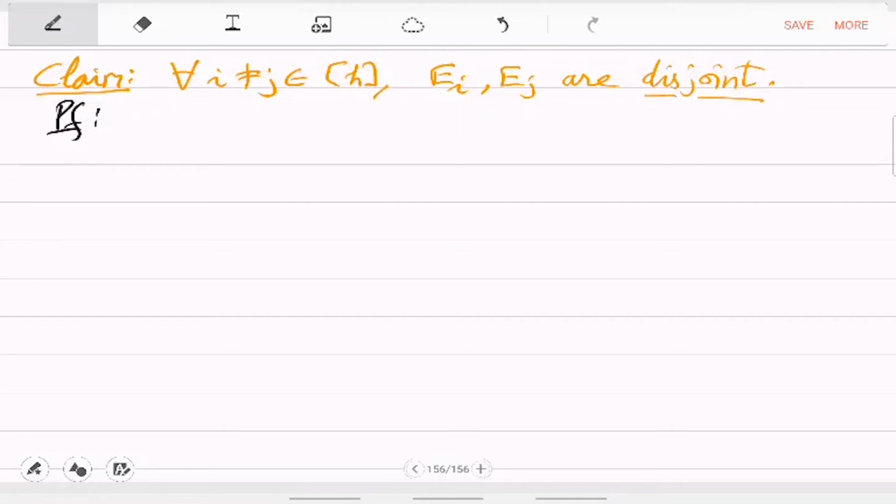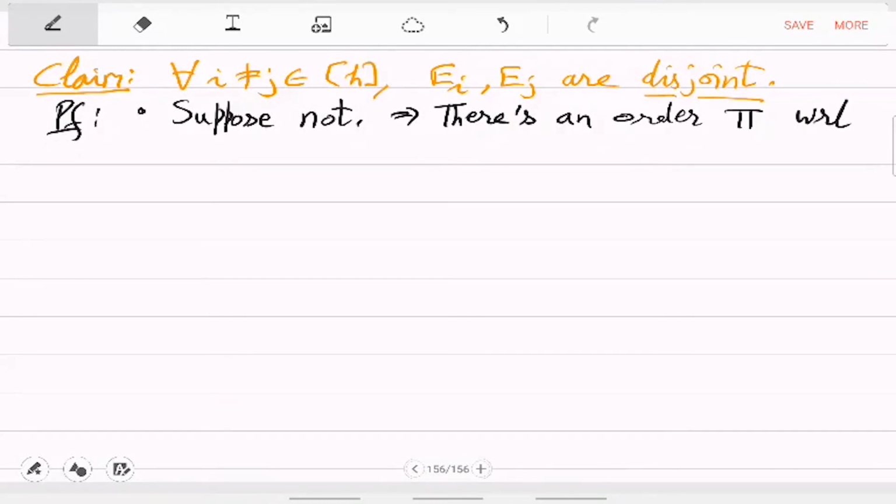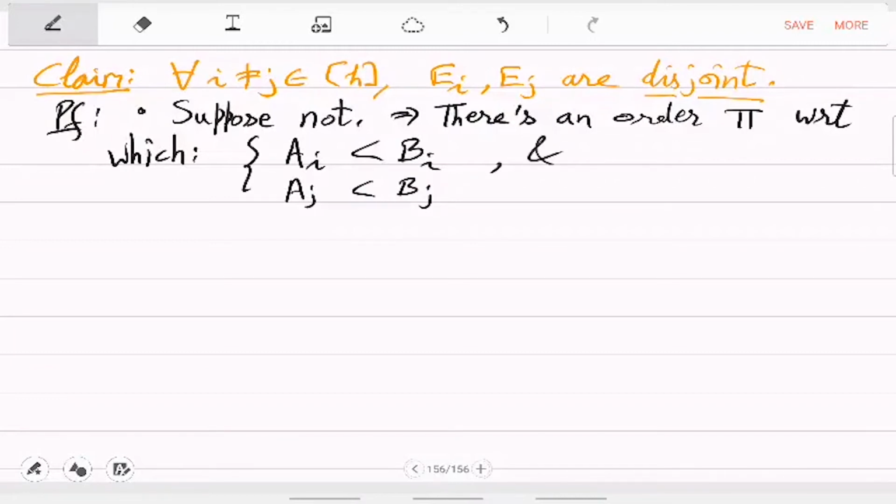So yeah, this may not be clear immediately, but once you think about the definition of disjointness, you will understand. Suppose they overlap. There is some common case. So what is the common case? Suppose there is an order pi with respect to which A_i is all behind B_i and A_j is also behind B_j. So first is event E_i, the second is event E_j, and there is a common order pi which is achieving both the things.